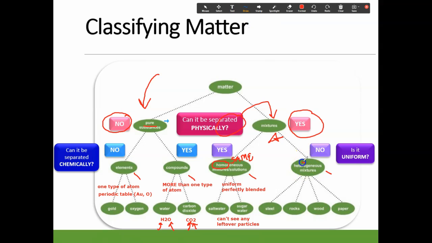Heterogeneous mixtures, on the other hand, have distinct components where you can actually see the differences. All right, so these are not uniform. They have distinct parts that you can see. Okay, so examples here would be like how rocks can be made up of different minerals, and if you were to break apart a rock, you could actually see those minerals. Same thing with wood. You can see different particles in wood. Even paper and steel are not completely uniform. You can still see different particles, different parts, right?